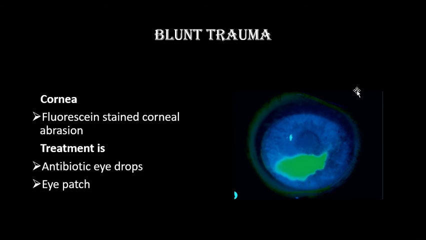Then the other features of blunt trauma. As I told you earlier, there is anteroposterior compression and equatorial expansion. Blunt trauma can cause damage to the cornea, which can lead to corneal epithelial abrasion. If you suspect corneal epithelial abrasion, we need to stain it with fluorescein, that is a yellow dye, and we see with the cobalt blue filter, and this will appear green.